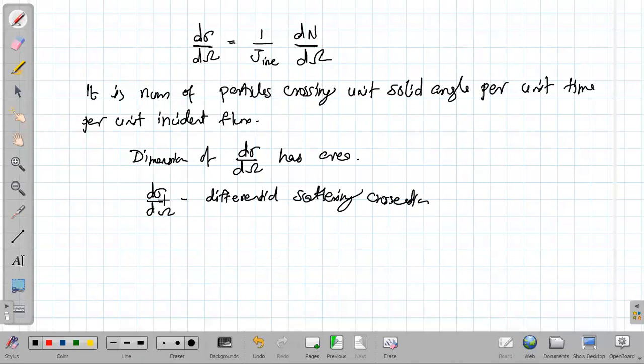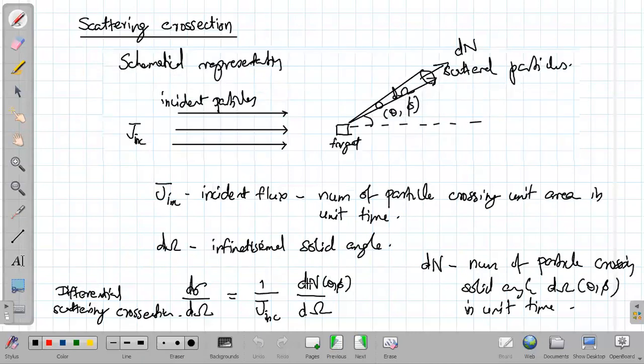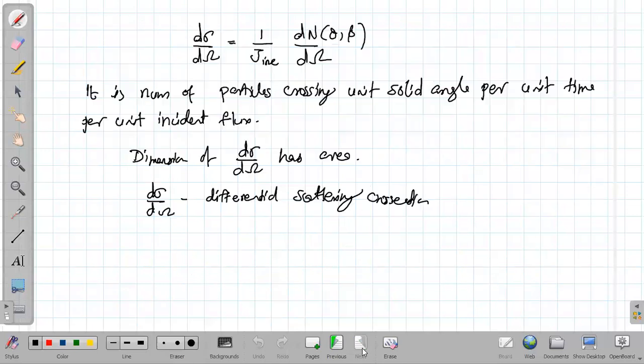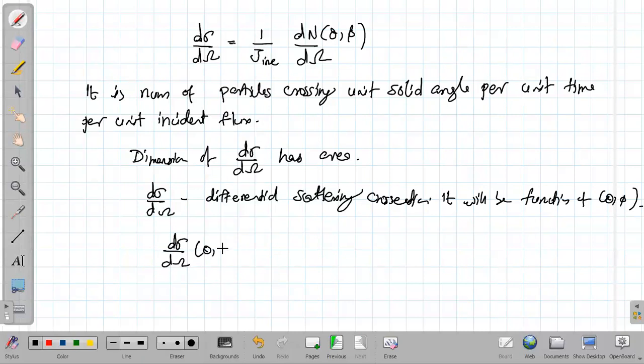Okay, now what about the angular dependence of d sigma by d omega? Obviously dn will depend upon the angle theta phi. If you look at the previous page, dn must depend upon the angle. At some angle dn would be different, and whenever theta phi changes, dn changes. So obviously d sigma by d omega would also be a function of theta phi. It is called the differential scattering cross section.